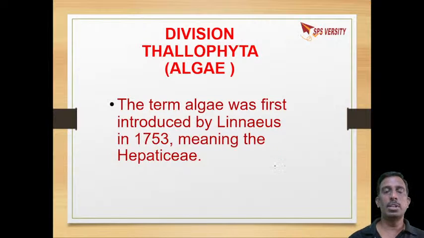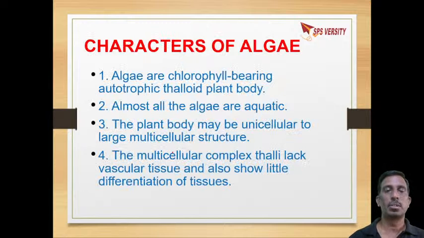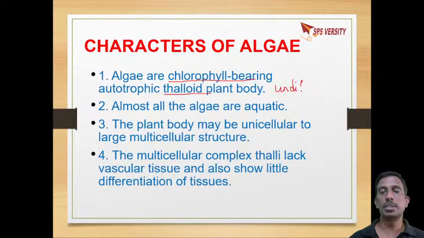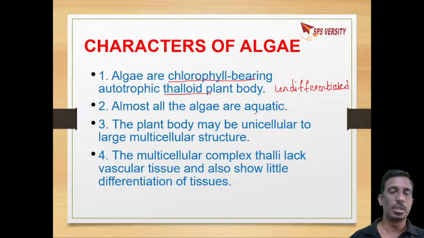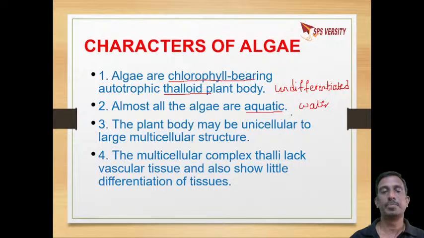The term algae was coined by Linnaeus in 1753. What are the characters of algae? Algae are autotrophic, they bear chlorophyll. They show thalloid plant body. Thalloid means the plant body is undifferentiated. So undifferentiated means it is not showing any root, stem, leaf-like structure. And most of the algae live in water, they are aquatic. The plant body may be unicellular to multicellular.